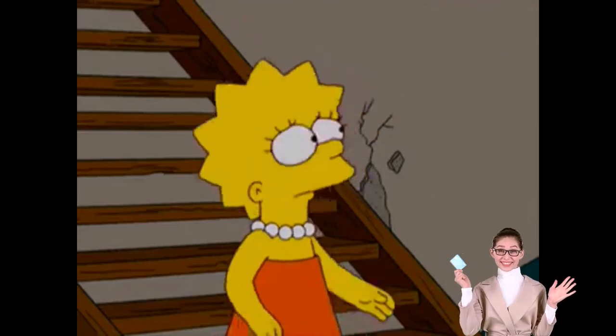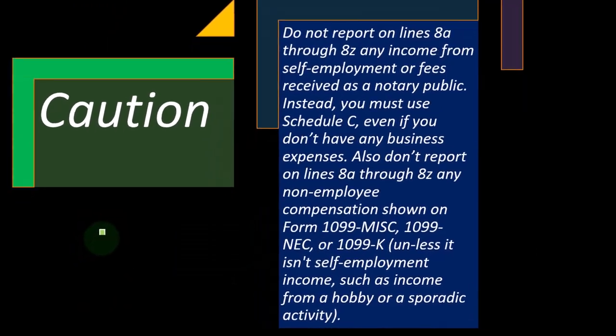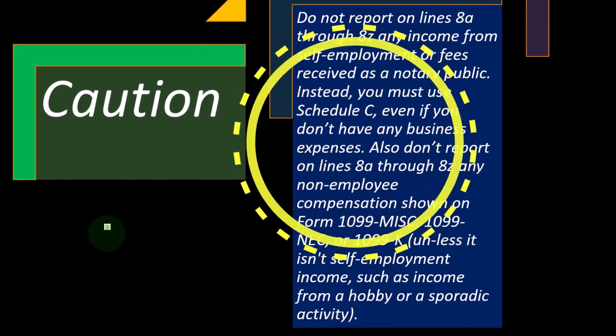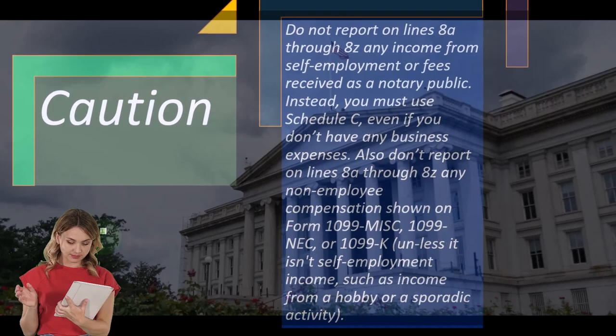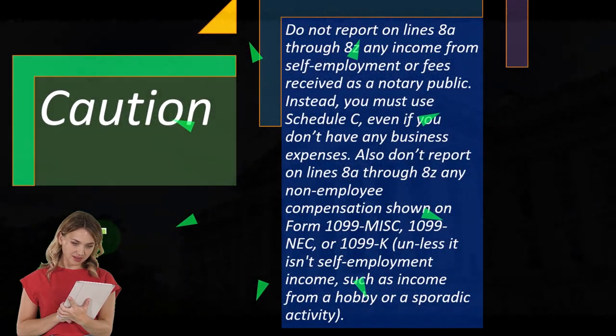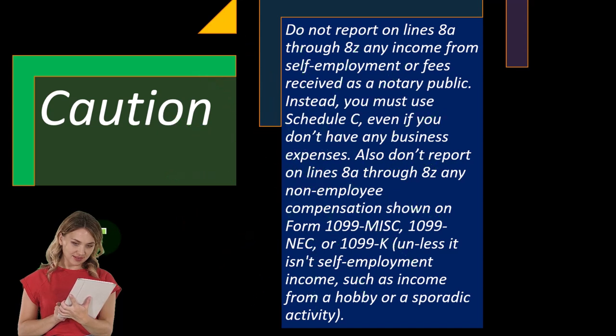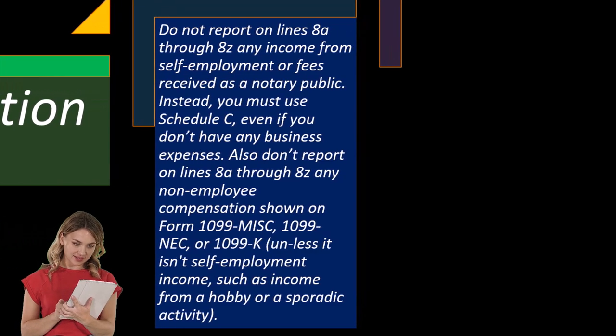Lines 8A through 8Z are the other income lines. Now remember, the general rule from the tax code perspective is that everything you receive is kind of like income, unless it's exempt from income, classified as not income. So you can get very creative and start saying, well, what if this happened? What if that happened? I got money because of this or that and the other thing. Well, those might fall into this line, which would be the other income type of situation.